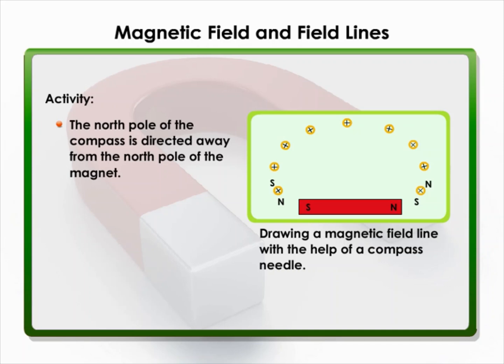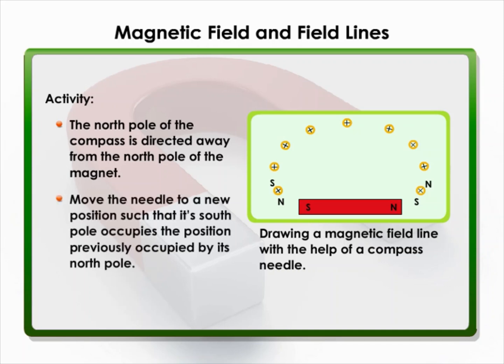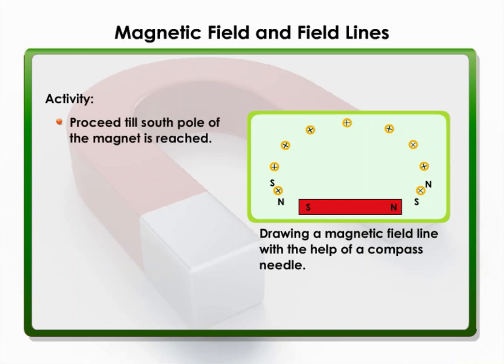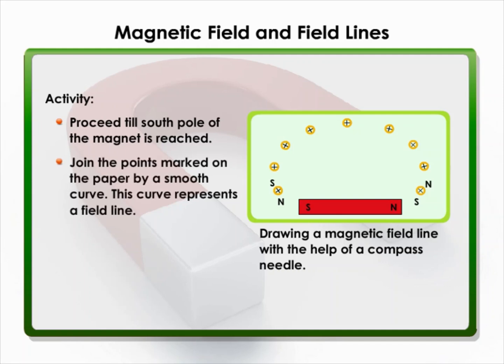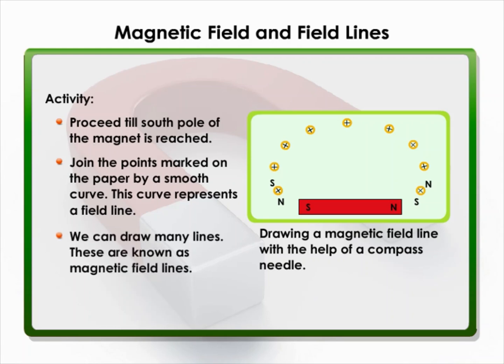Mark the position of two ends of the needle. Now move the needle to a new position such that its south pole occupies the position previously occupied by the north pole. In this way, proceed step by step till you reach the south pole of the magnet as shown. Join the points marked on the paper by a smooth curve. This curve represents a field line. Repeat the above procedure and draw as many lines as you can. You will get the pattern shown.